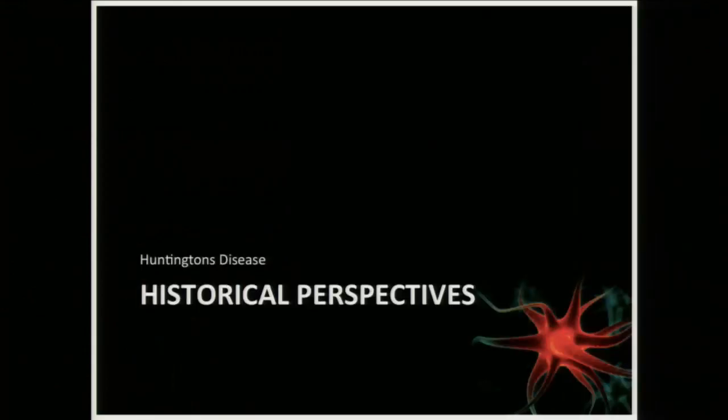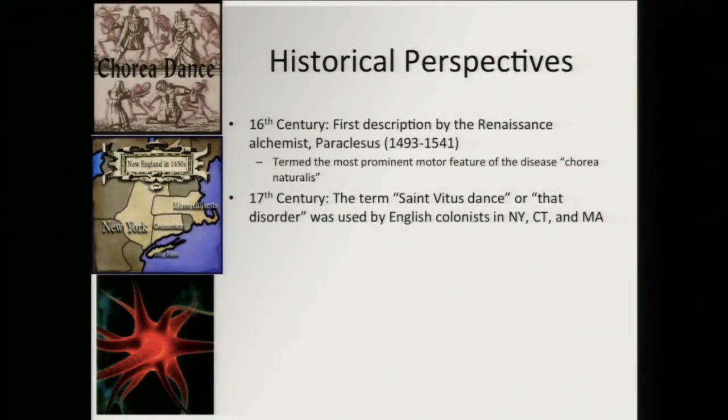So let's talk about the historical perspectives first. Neurologists love talking about historical perspectives of disease. So what we know is that Huntington's disease may have been first described by the alchemist Paracelsus in the 16th century. And he termed the most prominent feature of the disease, a dance-like movement, Chorea naturalis. Then if we head over into the American colonies, we know that in the 17th century, the term St. Vitus dance, or that disorder, was used by the English colonists in New York, Connecticut, Massachusetts.